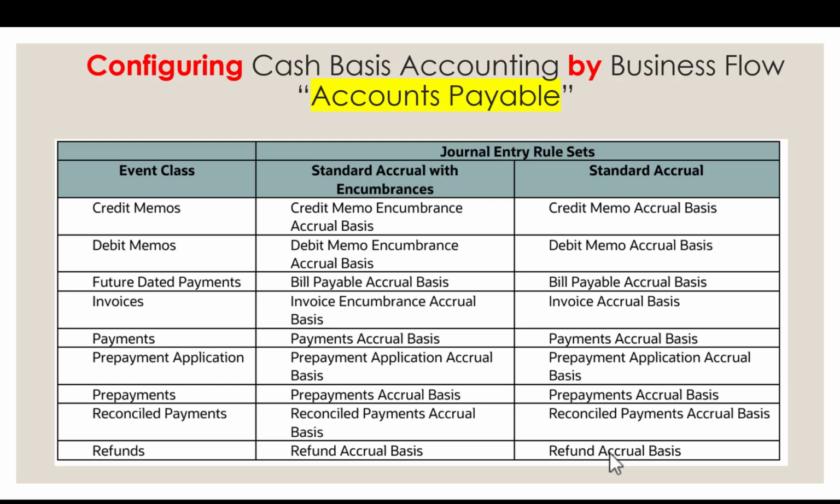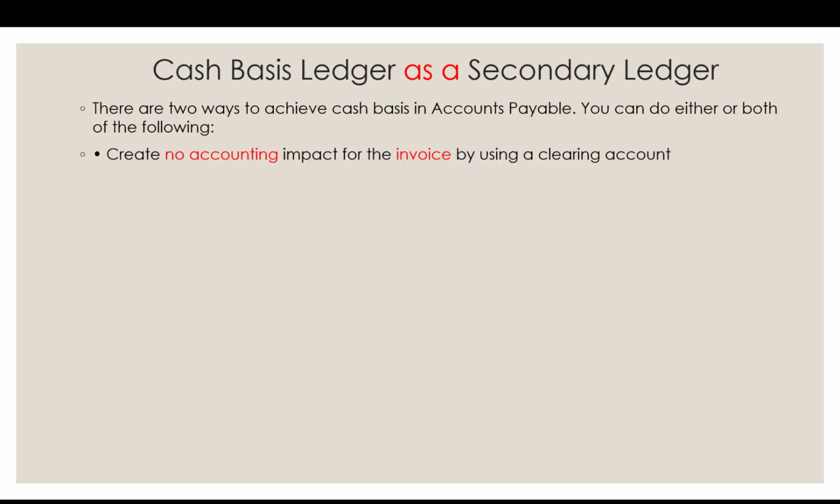There are two ways to achieve cash basis in accounts payable. First, create no accounting impact for the invoice by using a clearing account, and create invoice encumbrance journal entries instead of actuals for the invoice.